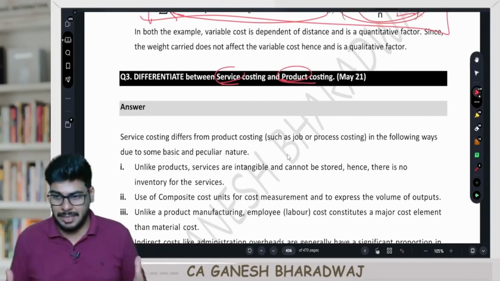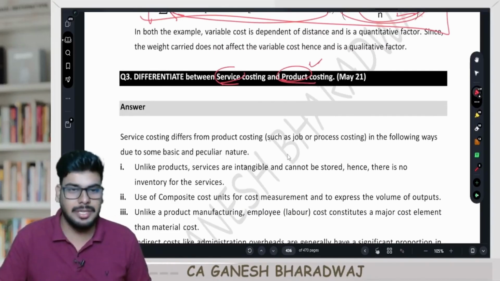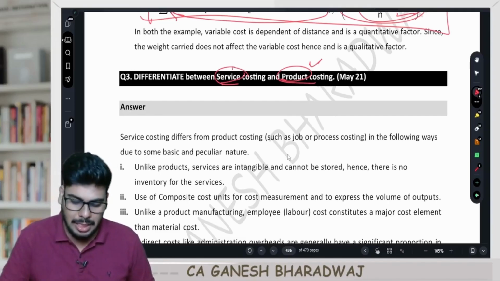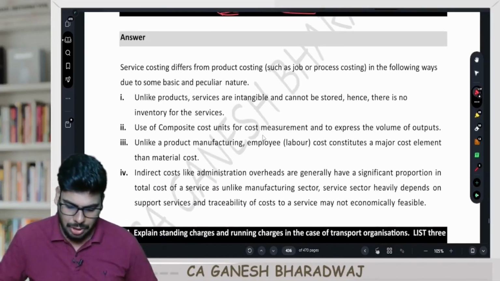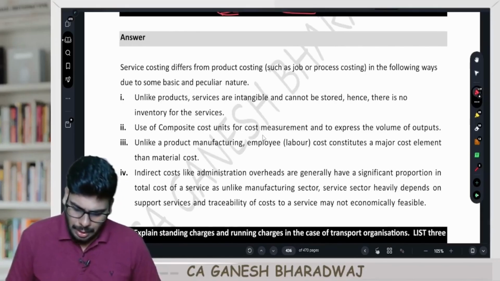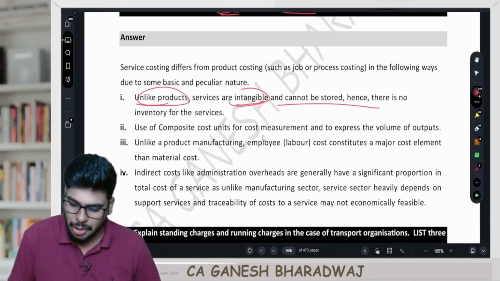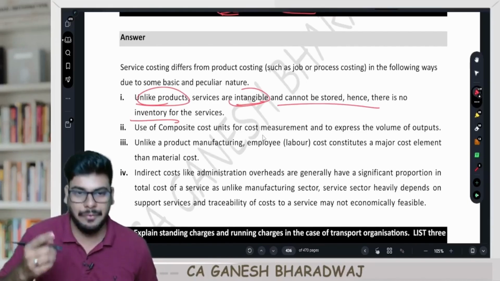It's a very basic and fundamental thing. Product costing is for products, for physical units. Service costing is for the service sector. Look at this. Unlike products, services are intangible and cannot be stored. Hence, there is no concept of inventory.